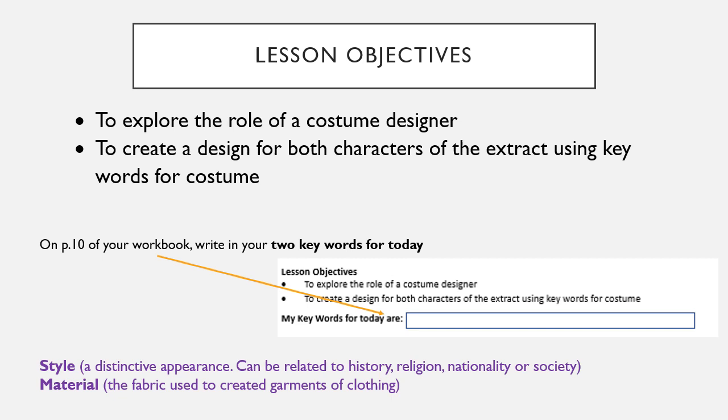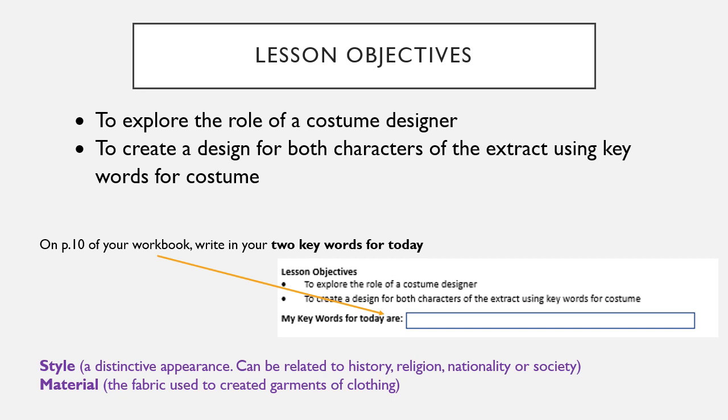So first things first, I would like you to, just underneath your lesson objectives, find your keywords box, and you're going to put in the first 2 keywords for today's lesson, which are style and material. So write style and material in your box and then come back to me when you're done. That's great. So style and material are 2 very important keywords as a costume designer.